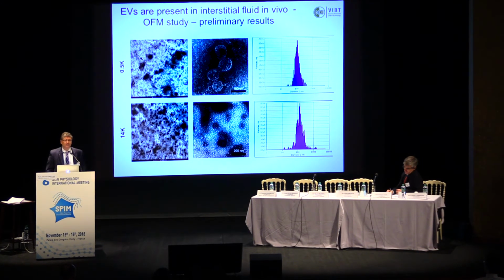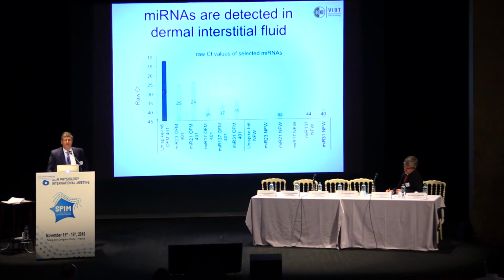Do we find the microRNAs we were interested in also in these samples? Yes, we do, and for example microRNA 23 is one of the highest that we find in these interstitial fluid-derived extracellular vesicles. So obviously one of the next steps is to look into young versus elderly subjects, and we are currently trying to get the ethical approval to run such a study.